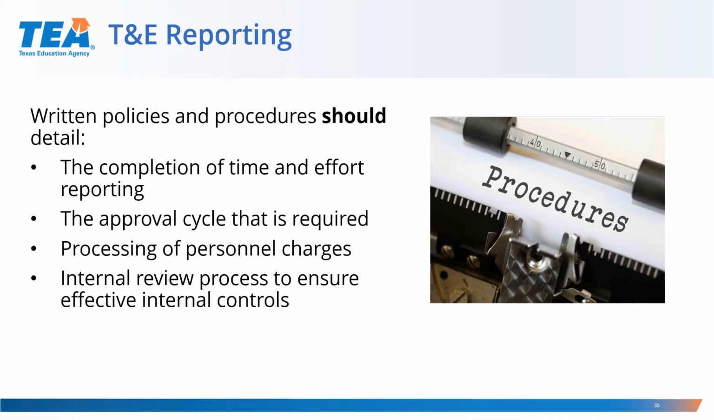Within your policies and procedures, you should develop instructions for the completion of time and attendance reporting, the approval cycle that's required, processing of personnel charges to the federal awards, and the internal review process that you'll use to ensure you have effective internal controls over the federal award. Generally, the information should be in sufficient detail to permit an understanding of how the system will operate from the point in time that the employee performed the work to the point in time it's recorded in the accounting records and charged to the federal awards.